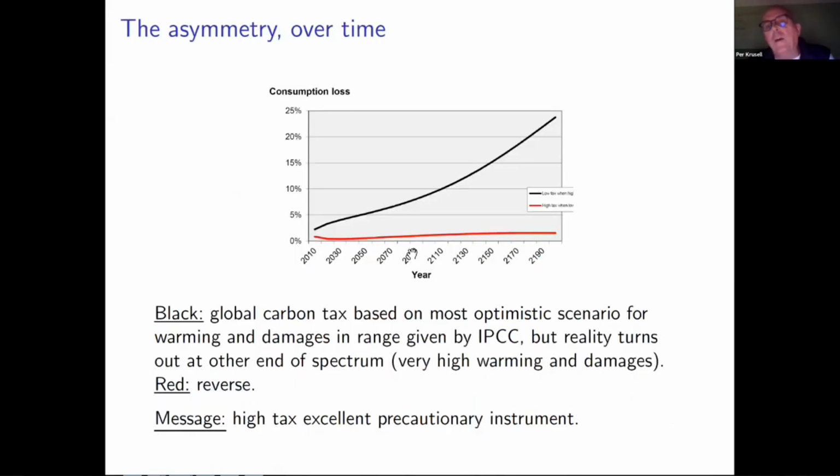And this is how it plays out if we do the dynamic model over time, where the black is the consumption loss of making the error of thinking climate change is not a big deal, whereas the red one is the error of acting as if climate change is a big deal, but it turns out not to be. So for us, this type of study indicates that if I don't know which error I'm going to end up making, I'll be precautionary and do the red one, and so on.